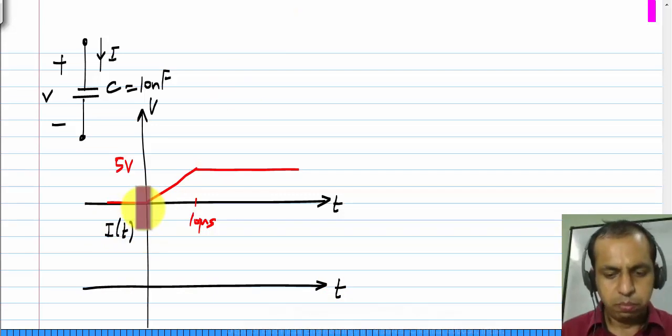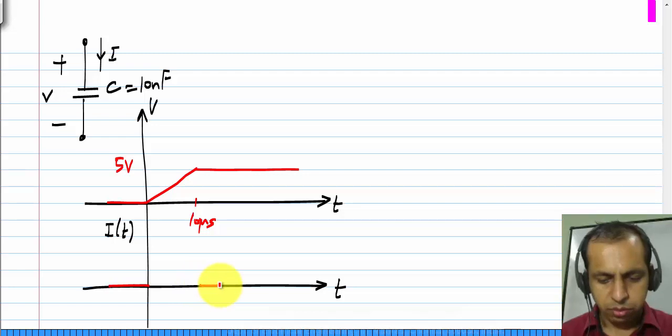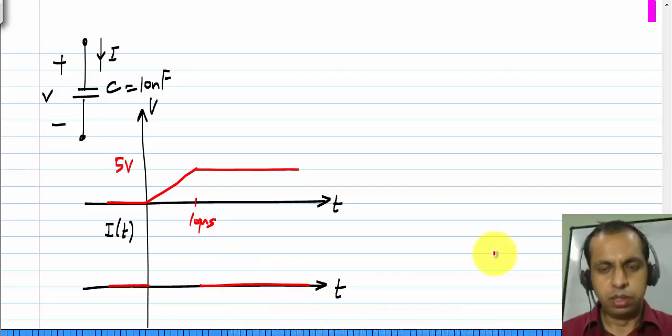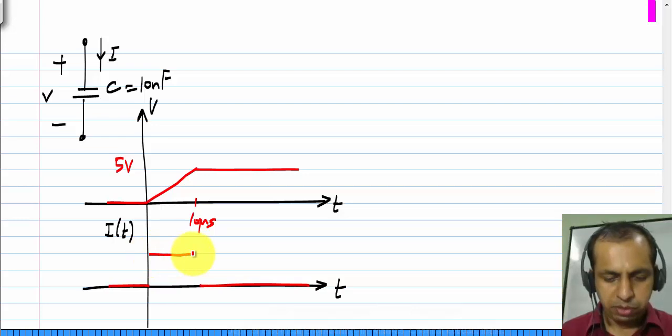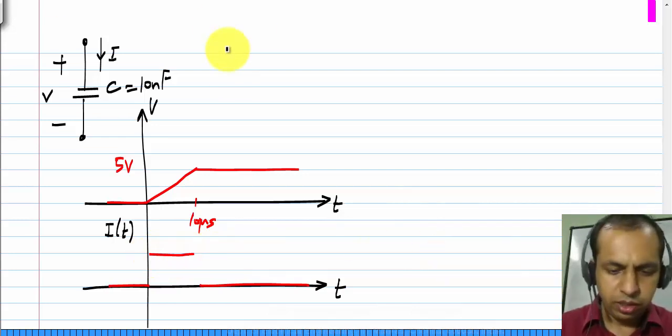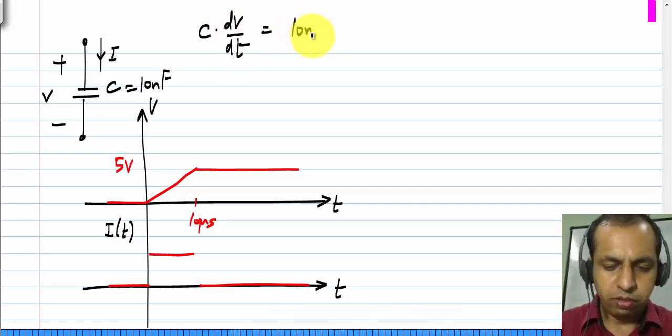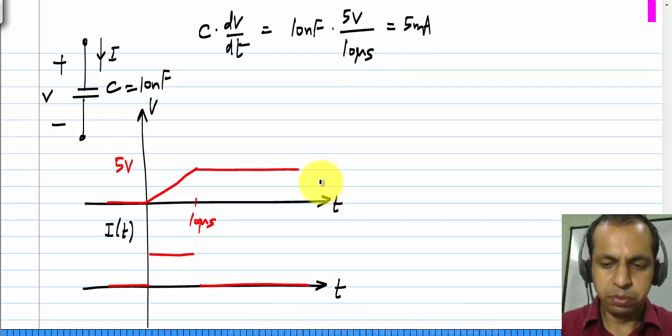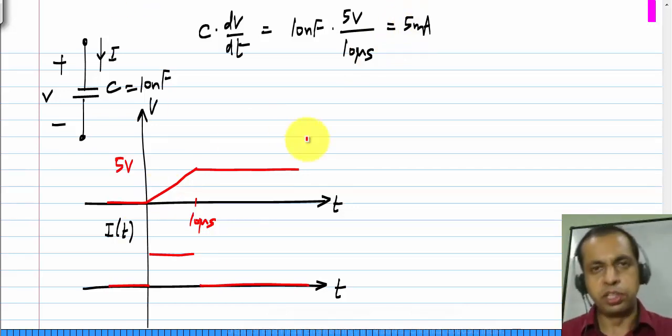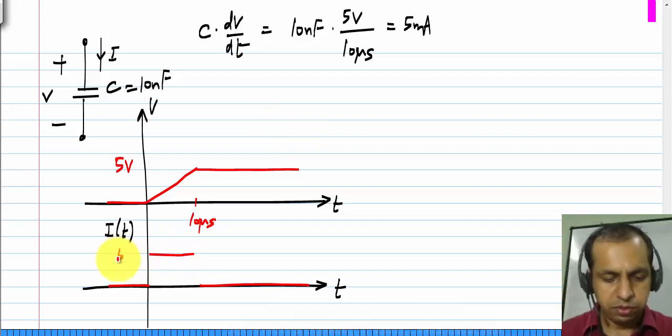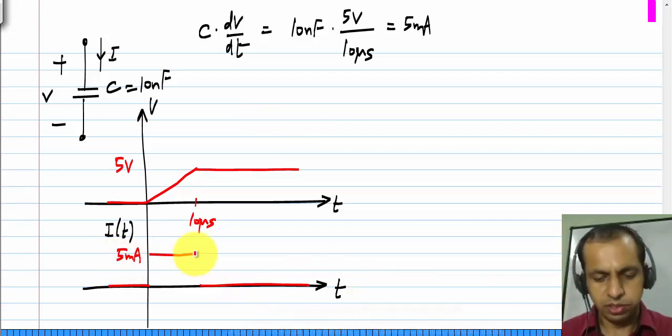We know that before t equal to 0, the voltage is constant, so the current is 0, and above t equals 10 microseconds, the voltage is again constant, so the current is again 0. But between these two intervals, the current, which is C dV/dt, is 10 nanofarad times 5 volts divided by 10 microseconds, which will be 5 milliamps. So over this interval, because I assumed a straight line variation in voltage, we have a constant current of 5 milliamps, otherwise it is 0.